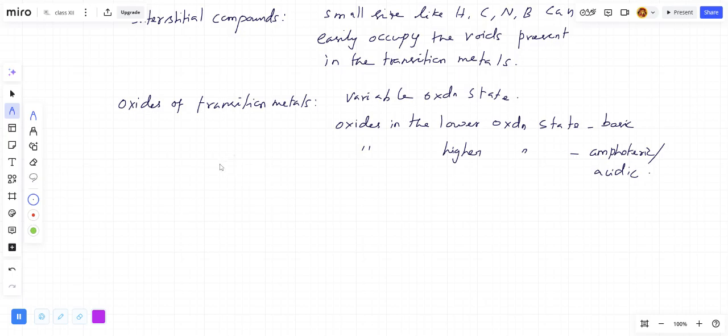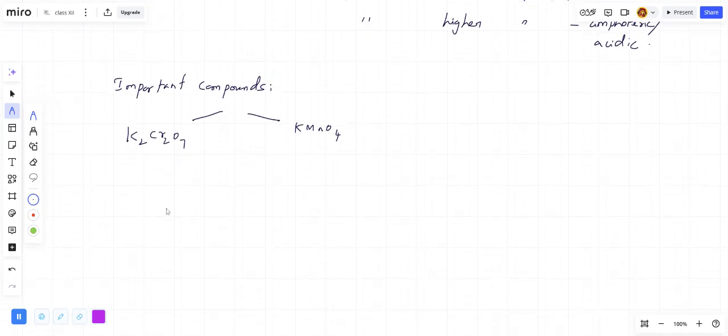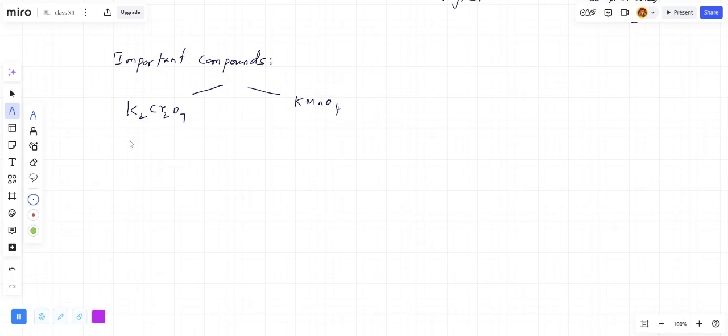Then the third heading under d block elements is important compounds. What are the important compounds? They are potassium dichromate and potassium permanganate, that is K2Cr2O7 and KMnO4. These two compounds are important. Here we have preparation, properties and uses. For preparation, we will just look at the equation.